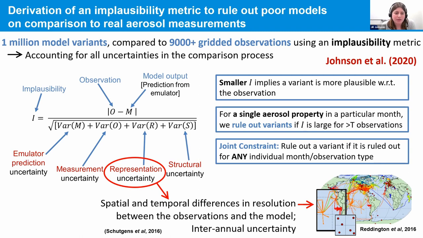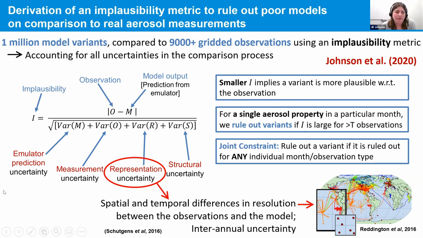This slide here just shows that implausibility metric that we used for that comparison. I'm not going to go into huge details on this, there's not time in the short presentation, but essentially what this implausibility metric does is look at the distance between the observation and the model output, and then it standardizes that difference with all the different uncertainties that come into the comparison process.